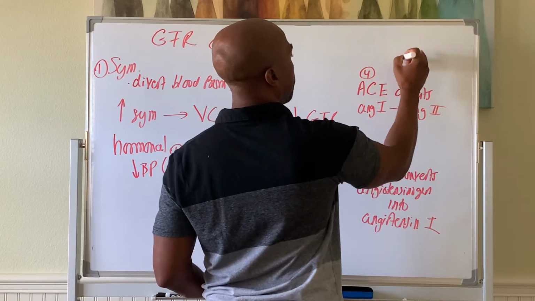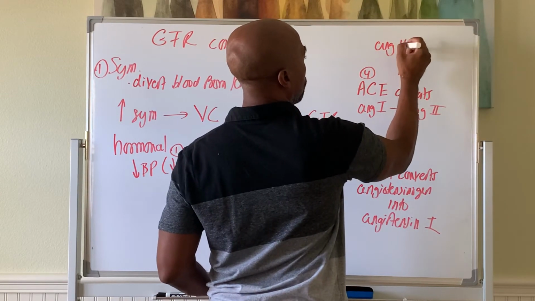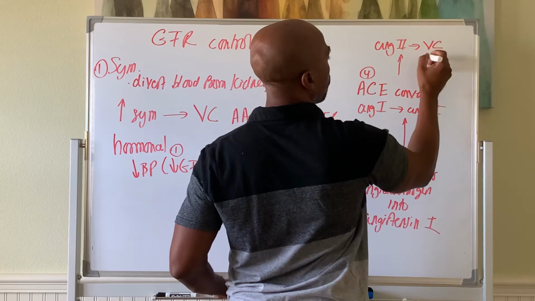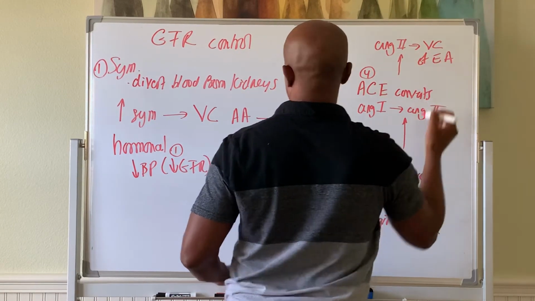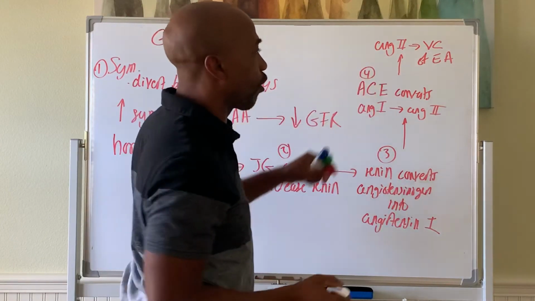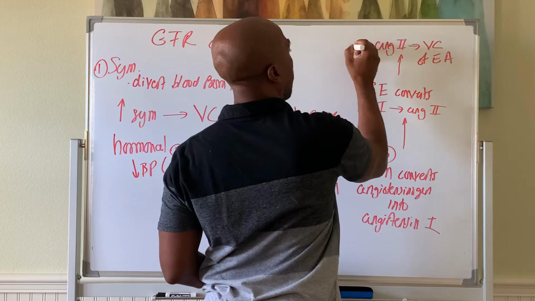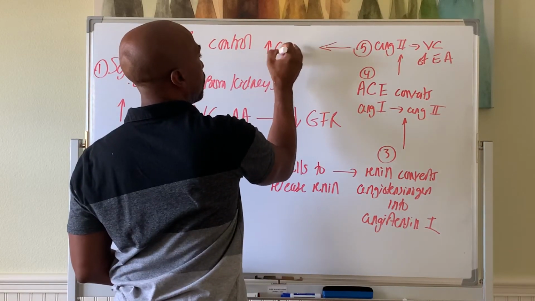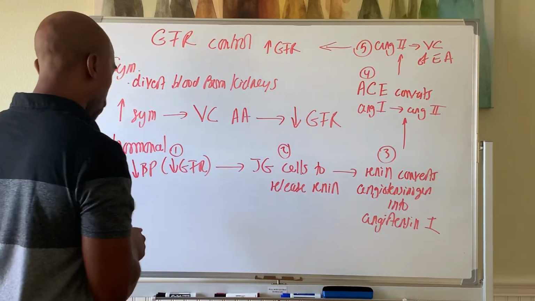And then step 5, angiotensin 2 causes vasoconstriction of the efferent arteriole, not the incoming, but now the outgoing arteriole. That's step 5. And that leads to an increase in GFR. Okay. The reason is this. Just so you can see it.